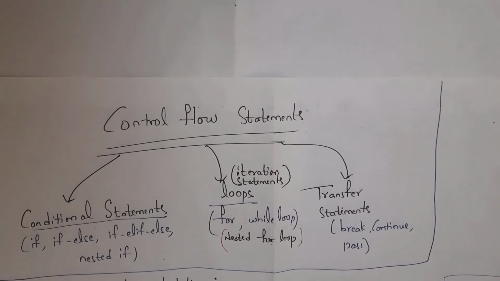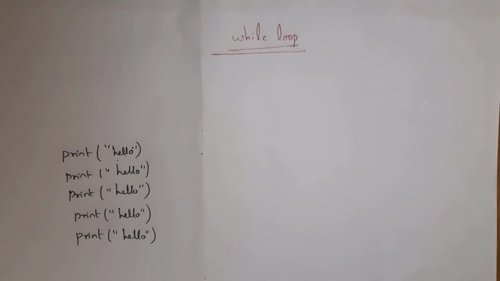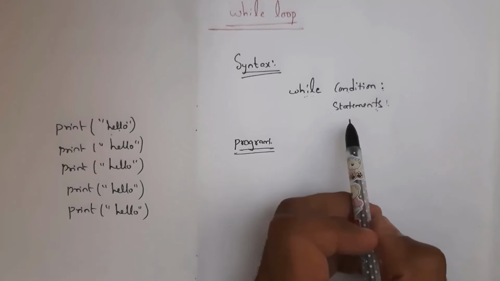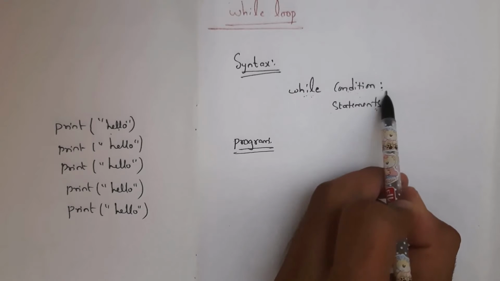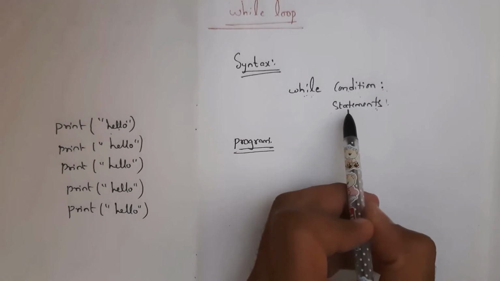Loops in Python are classified into three types. They are while loop, for loop and nested for loop. I will explain each of them by giving an example. At first I will explain what is while loop. While loop executes a block of code as long as the given condition is true, and whenever the condition reaches false, it will come out of the loop. This is the syntax of while loop. At first you need to write while and give condition, colon. Inside while write statements.